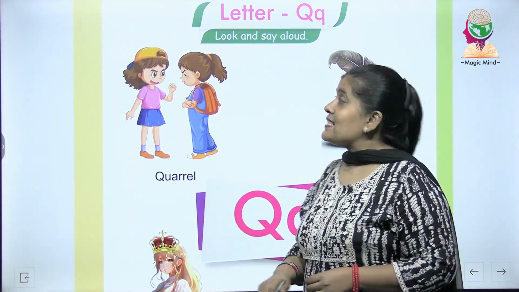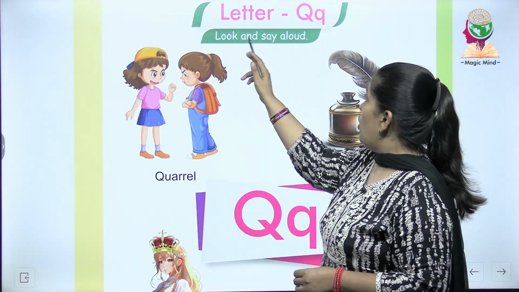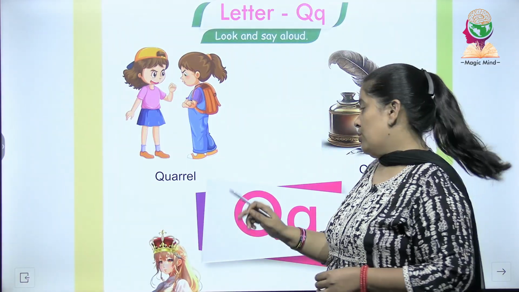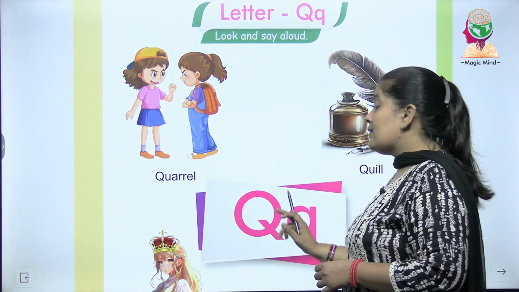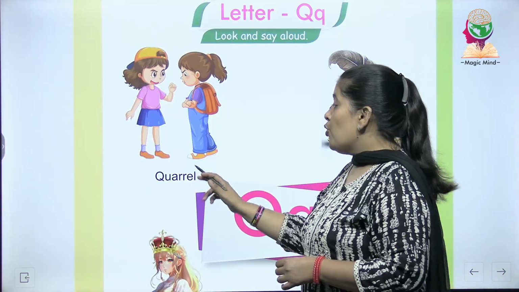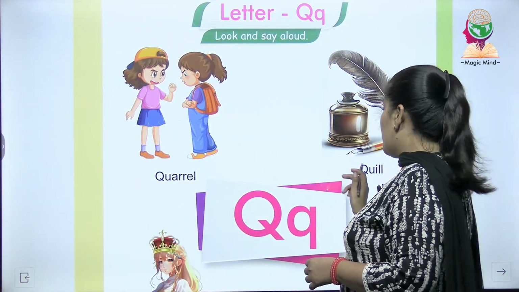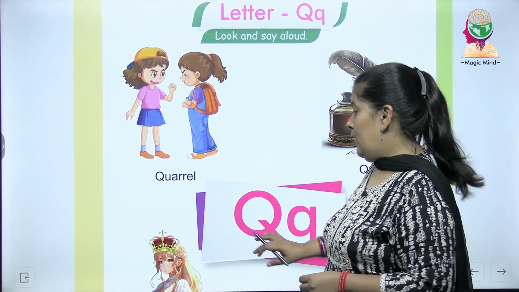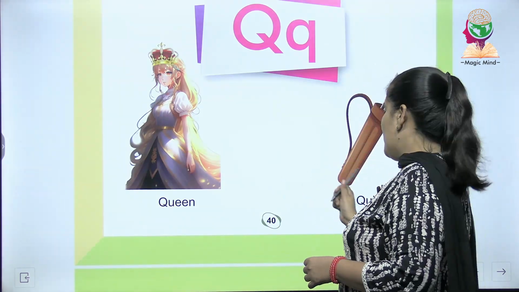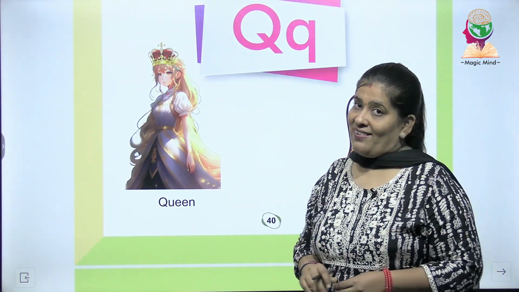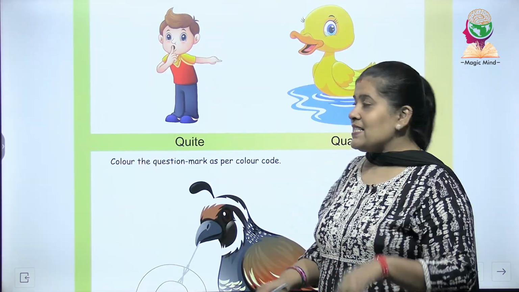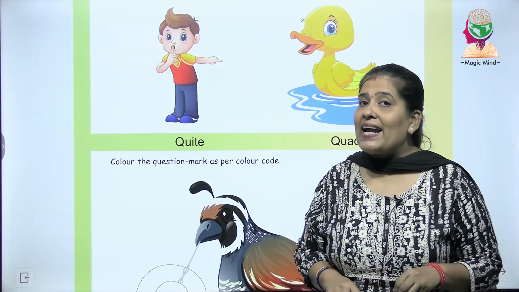Now the next letter is letter Q. Look and say aloud. This is capital Q and this is small letter q. Q for quarrel, Q for quill, Q for queen and Q for cruel. Q for quiet and Q for quack.